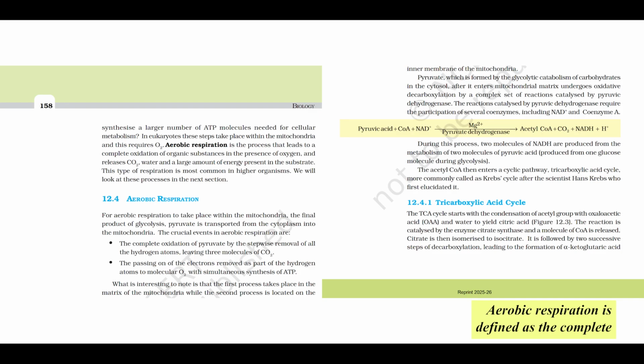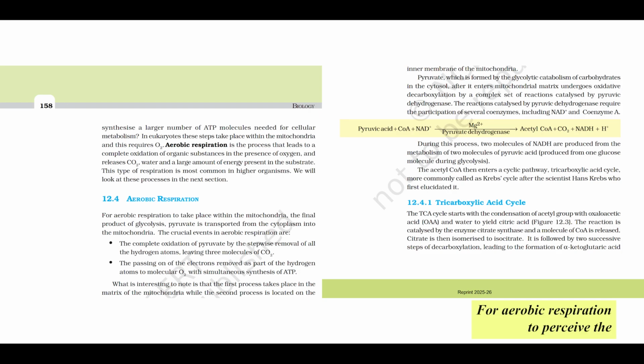Aerobic respiration is defined as the complete oxidation of organic substances, primarily glucose, which occurs crucially in the presence of oxygen. This pathway meticulously breaks down glucose, releasing a massive amount of energy along with carbon dioxide, CO2, and water, H2O, as the final harmless inorganic products. This is the most common and unequivocally the most efficient type of respiration found in higher organisms, including plants.